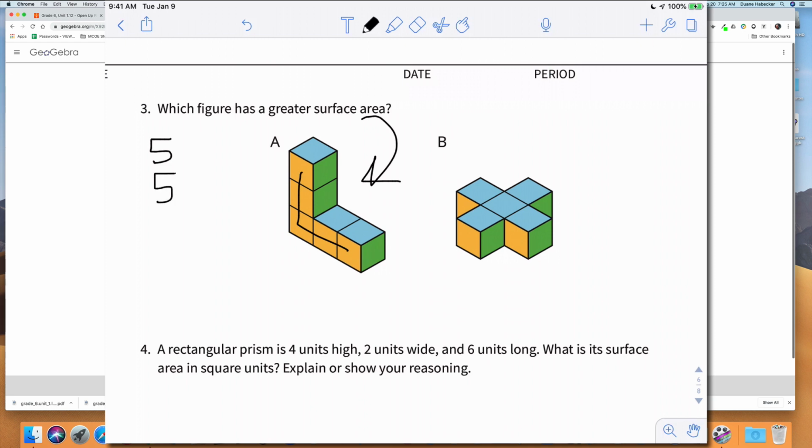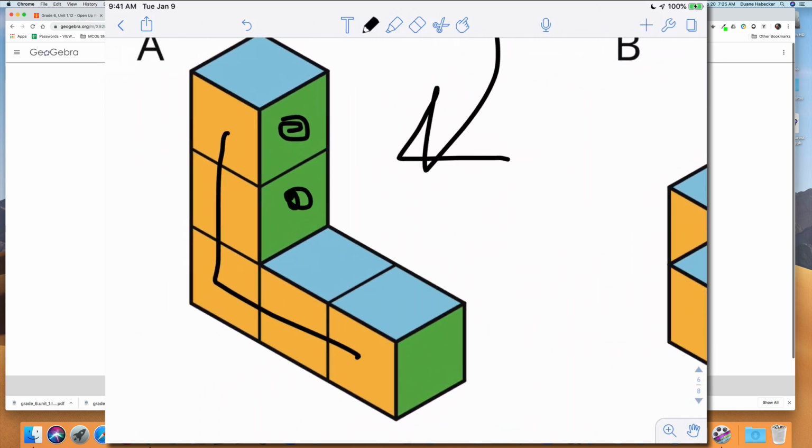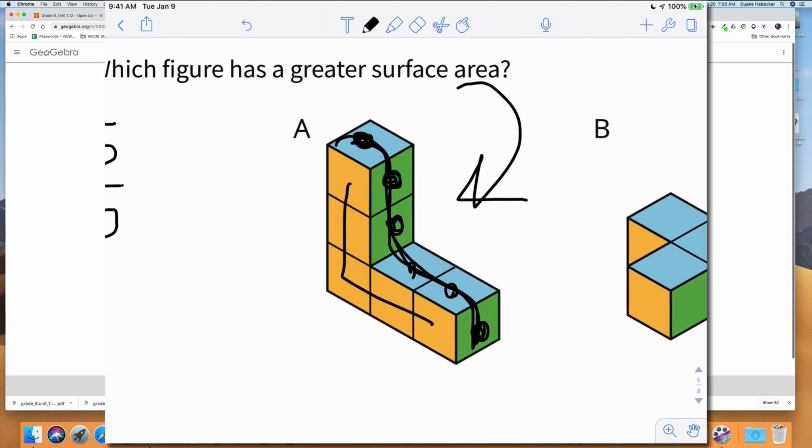Now let's talk about the greens. So I got a green, and a green. Well, let's just do the whole thing. So 1, 2, 3, 4, 5, 6. So we're kind of going down the top inside of the L. So that's 1, 2, 3, 4, 5, 6.